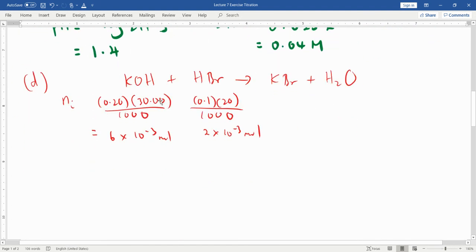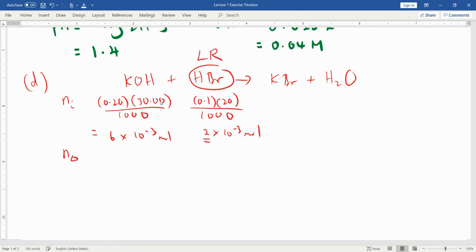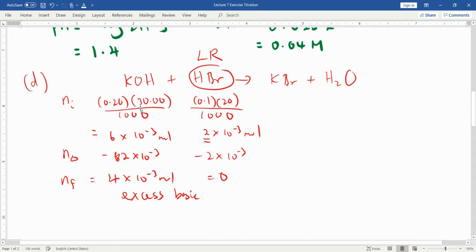Now, after we add in 30 ml of KOH, HBr smaller value becomes limiting reactant. So it will completely react. So our KOH will also decrease by 2. So we will get final, after titration complete, we will get 4 times 10 to the power negative 3 mole. Okay, again it is the same. Okay, now which one is excess? Our excess is KOH. Okay, if excess is KOH means it is basic. Okay, so we need to find the pH.